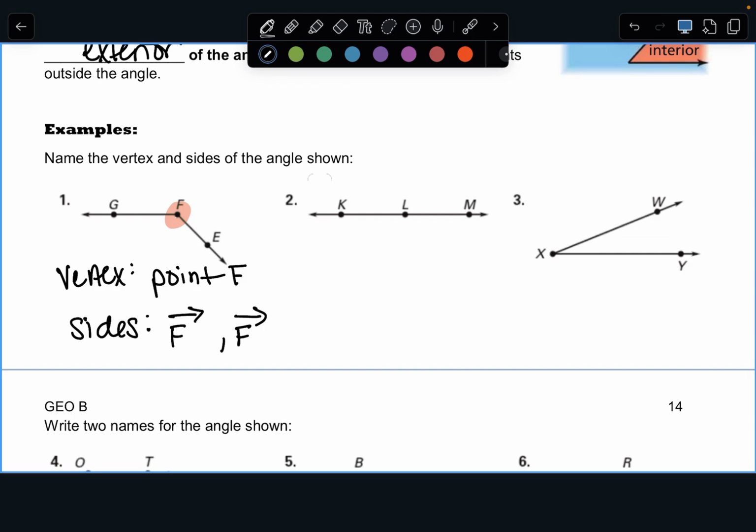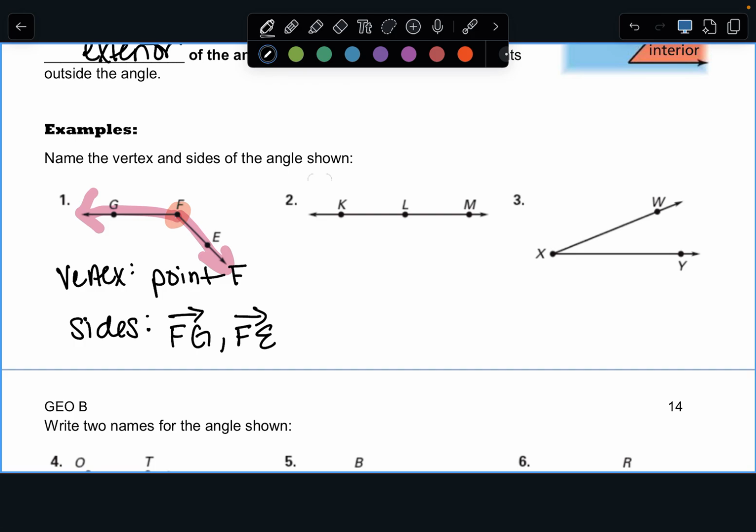Alright. And then I use the other point on that ray to name it. So what would I call this? FG. Yeah, ray FG for this side. What would I call the other side? FE. Perfect. Notice how they both start with the vertex. Those F's and this F. Everything revolves around the vertex for angles.